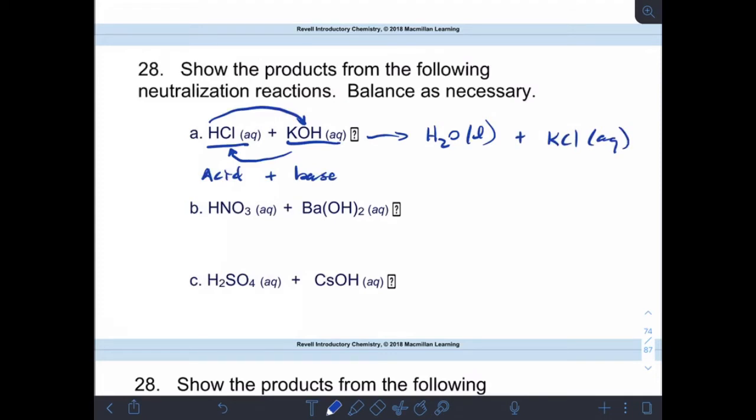And looking, we are already balanced. One potassium, one chlorine, two hydrogens and one oxygen. Don't have to do anything for balancing here. All right, so let's do the next one. So another acid, starting with the H, and a base. So we can know already one of our products is water.